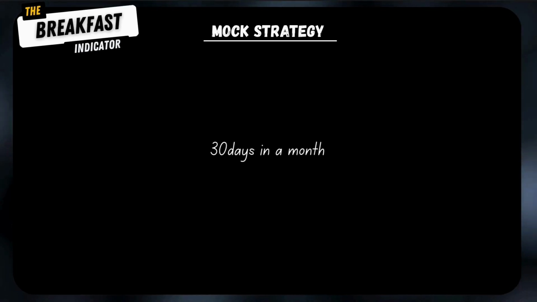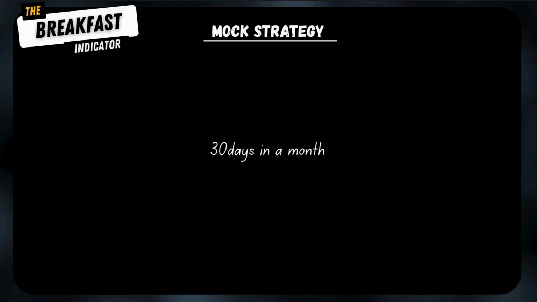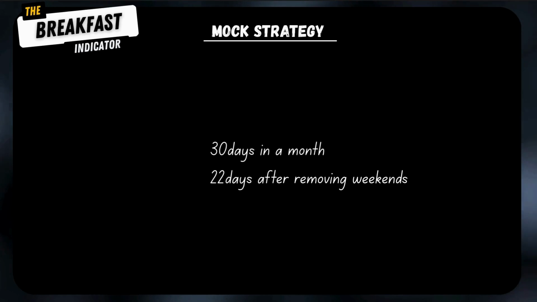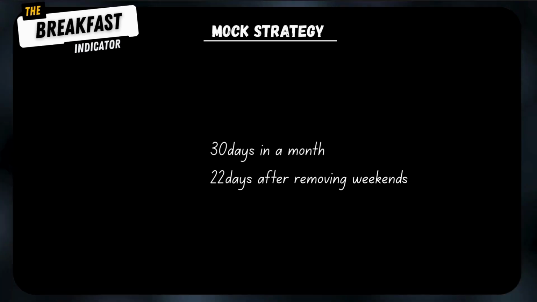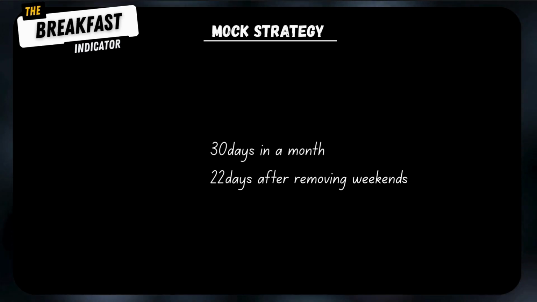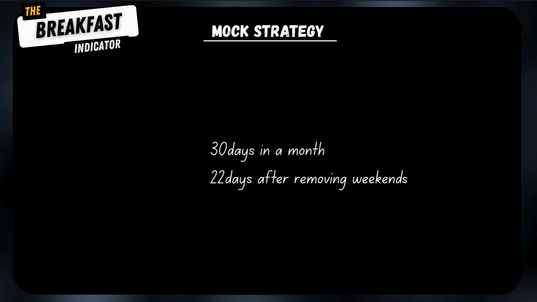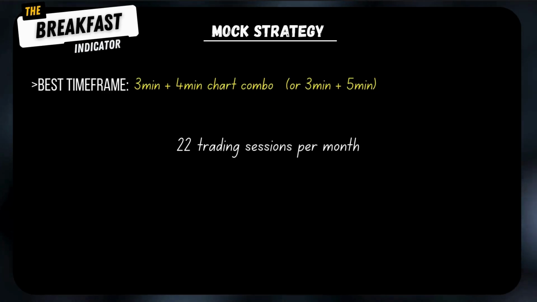So let's say there are 30 days in a month, and I remove the weekends, right? So what remains is approximately 4 weeks. So I'll remove the weekends and 22 trading sessions. No holidays. Let's take no trading holidays, nothing to disturb our flow. So 22 trading sessions. First question, I want to know which is the best time frame to use.